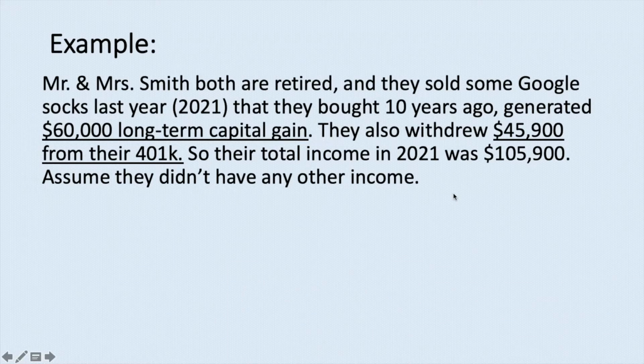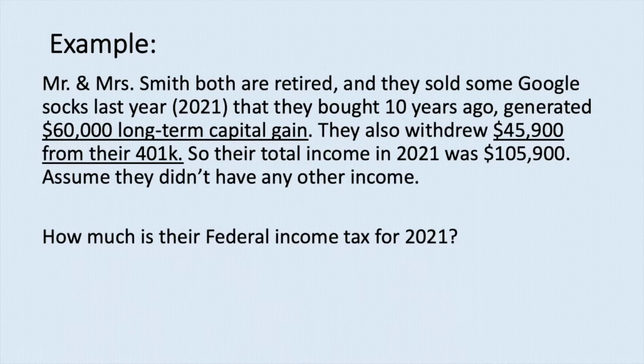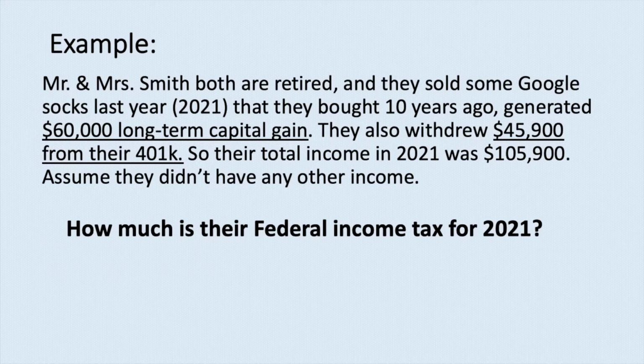Well, in this situation, you were wondering, how much is their federal income tax for 2021? The answer is $2,098. This is how the tax works here. You can see the $60,000 long-term capital gain is taxed at free. It's $0. You pay $0 on this long-term capital gain.